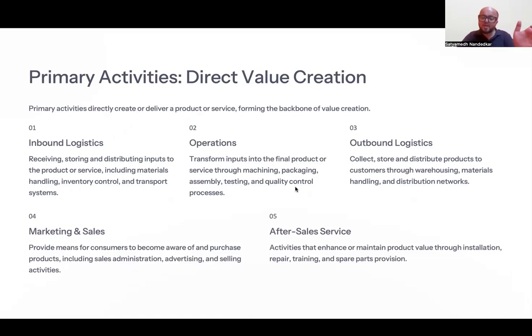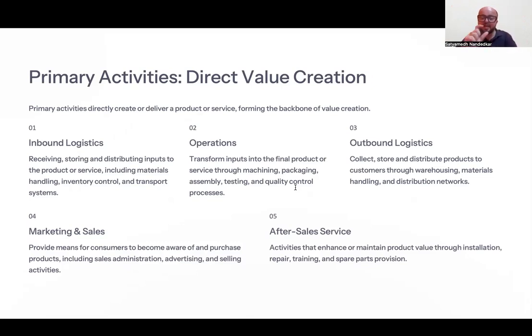Operations is the act of transforming inputs into the final product or service. Think of the Tata Steel plant at Jamshedpur. Okay, so they use a very high level of automation, allowing high quality steel production at scale. So converting the raw material into the final finished product, which is steel. So using iron ore and all the other ingredients to finally produce steel. That is the operations part.